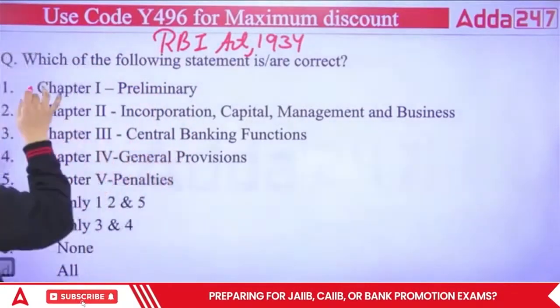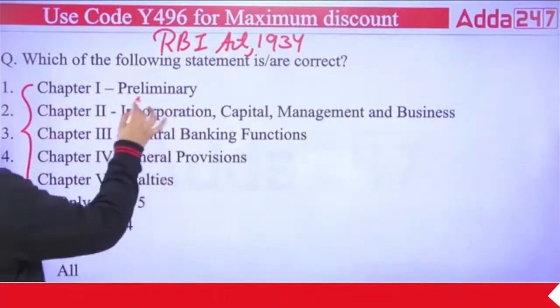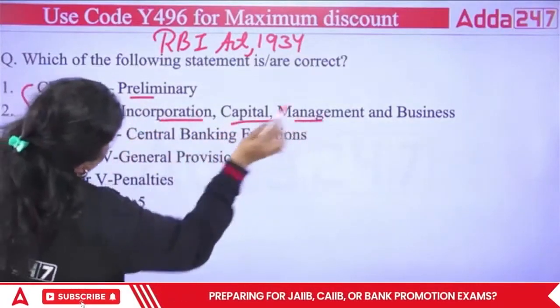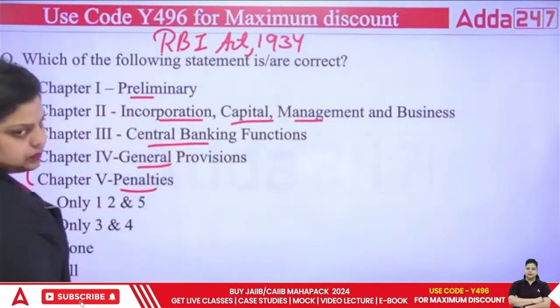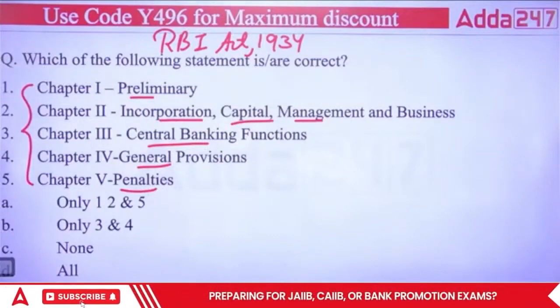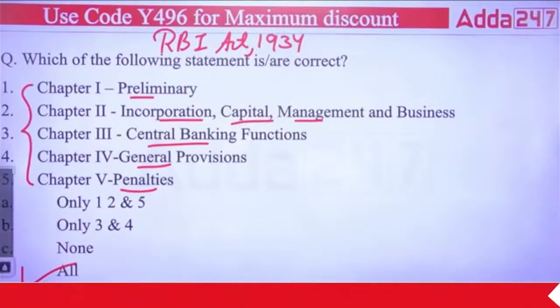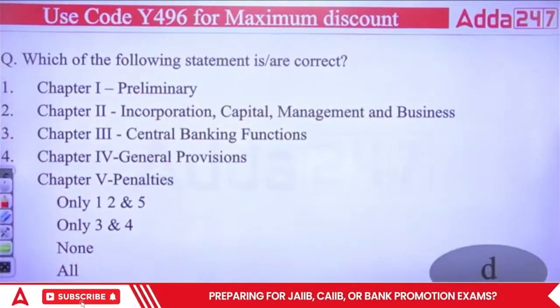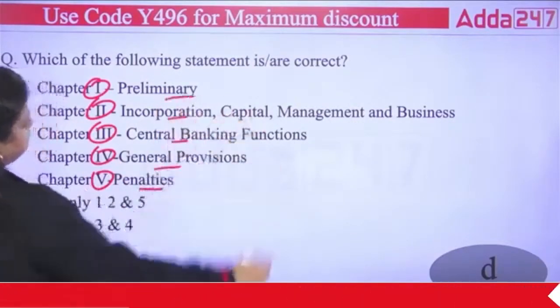So you have to answer out of these 5 chapters if these combinations are correct. First, preliminary. Second, incorporation, capital management and business. Third, central banking function. Fourth, general provision. Fifth, penalties. So the RBI Act in total has the 5 chapters and 2 schedules. And the answer is all of the above. All are correct here, because the right explanation has been given. So do remember, this is important, which chapter talks about which of the following, that you have to remember.